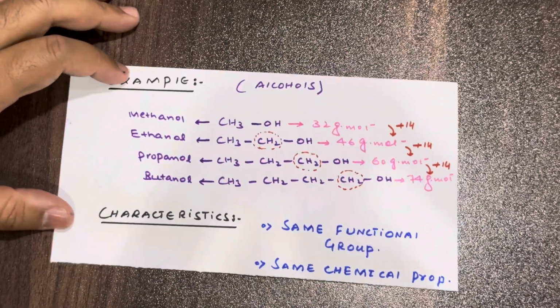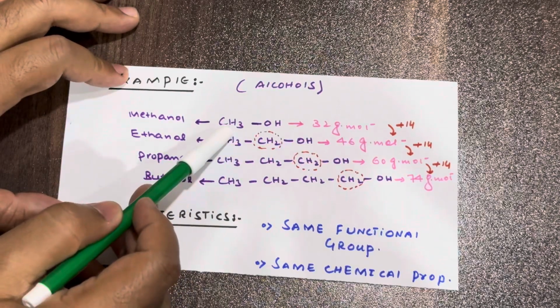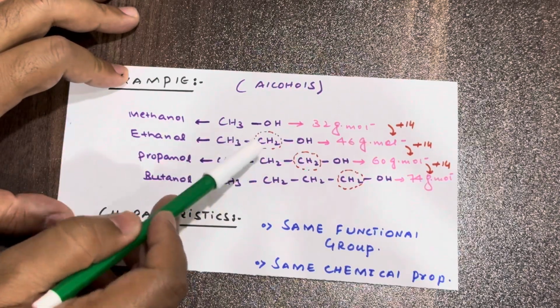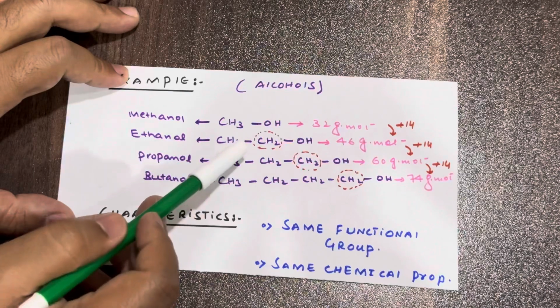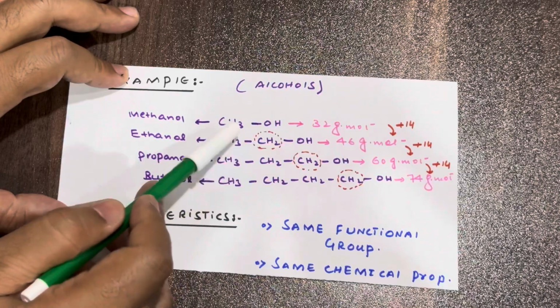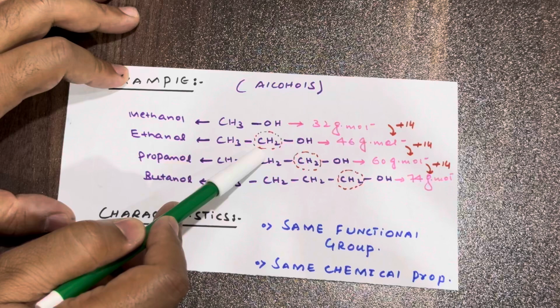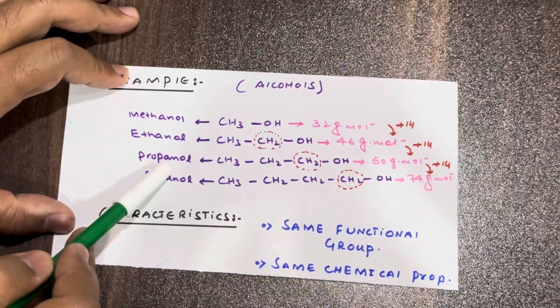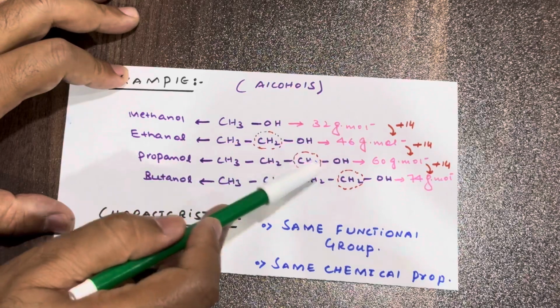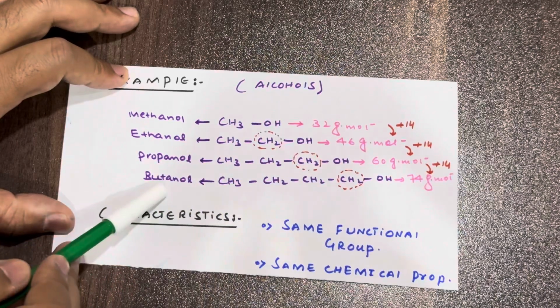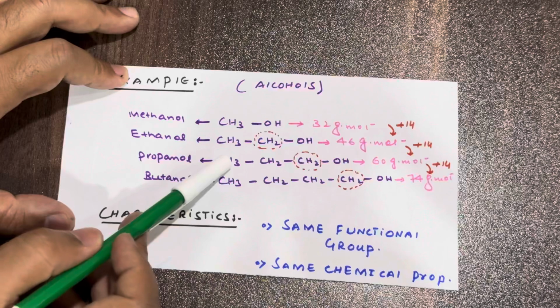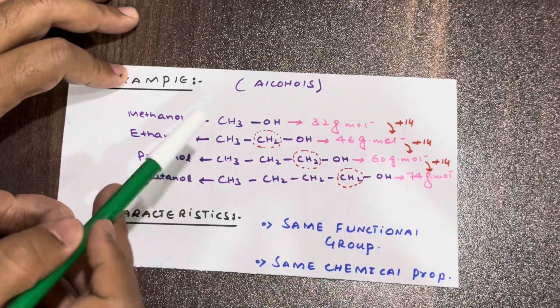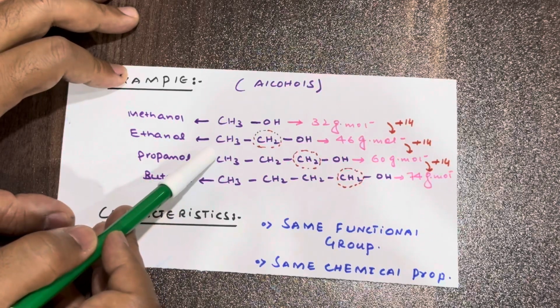Now let us see an example of a class of the homologous series, and we are talking about the alcohols. My dear students, the simplest alcohol is methanol. Next one is ethanol. You can see the difference between methanol and ethanol is of the CH2 group. By adding another CH2 group, you will get the next member of the series, which is propanol. Then adding another CH2 group, you will get butanol. And similarly, you will keep on adding CH2 groups, and the next members of the homologous series will be produced.